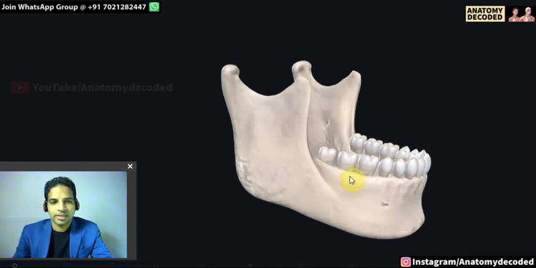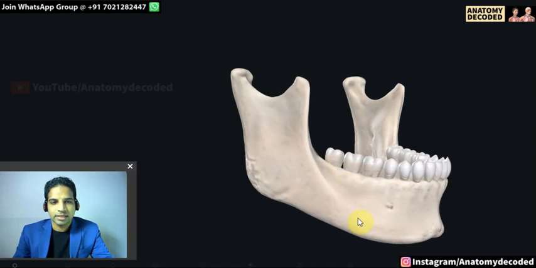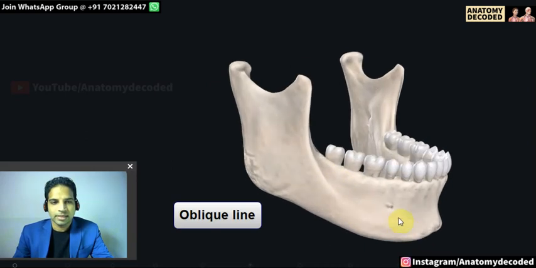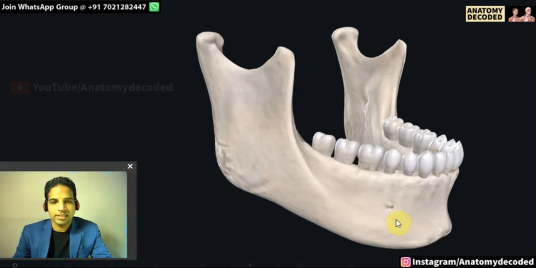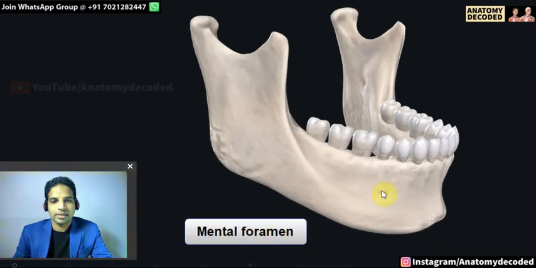Then on the outer aspect, here we can see an oblique line. Then there is an opening seen here. This is the mental foramen.